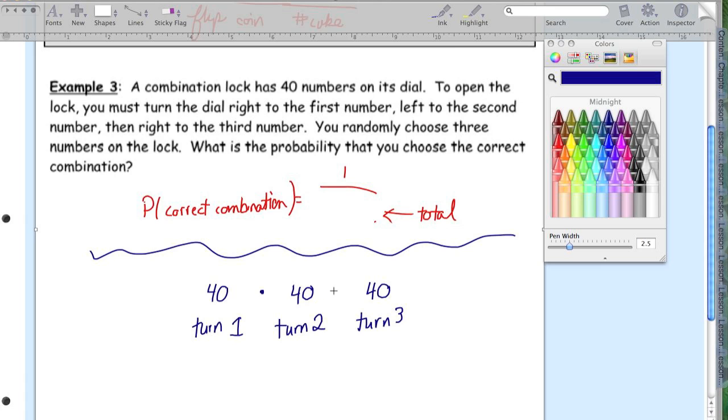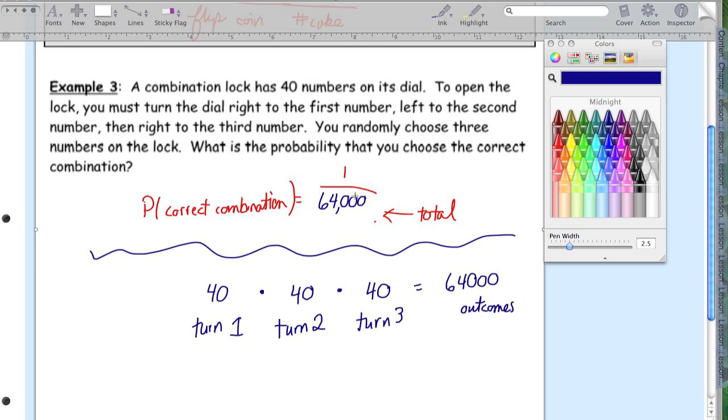So we're going to multiply these 3 events together. 4 times 4 is 16, times 4 is 64, and we can add 1, 2, 3 zeros. So that means there's a total of 64,000 possible outcomes for this lock with 40 different digits on it. So the probability of us choosing the correct combination just randomly is 1 out of 64,000.